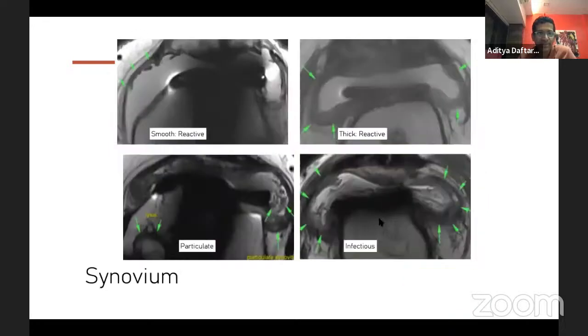So here are some examples. Here's smooth synovium with a little bit of nodularity, but overall smooth. This I would call reactive synovium. Similarly, here you can see thick but smooth synovium, and this we would call again reactive. This is in a postplasty patient. You can see synovium that's thick and smooth, but you can see these small little particulate bodies in it. So this is a particulate synovitis. And then last but not least, you can see here a very heterogeneous one, which is infectious.